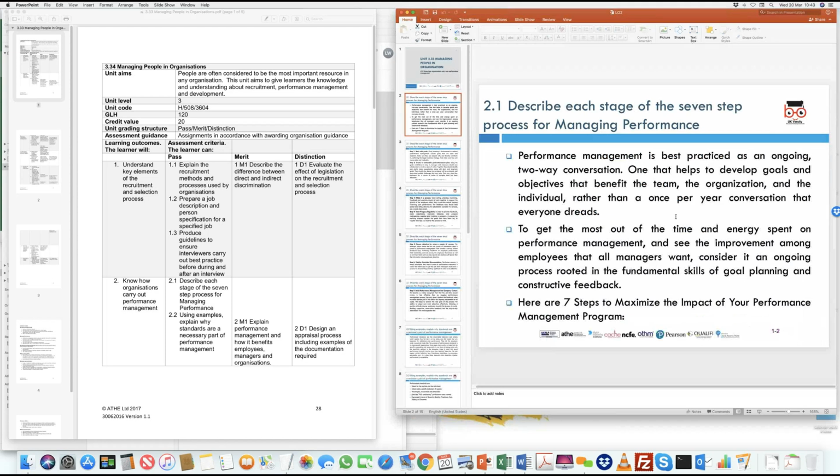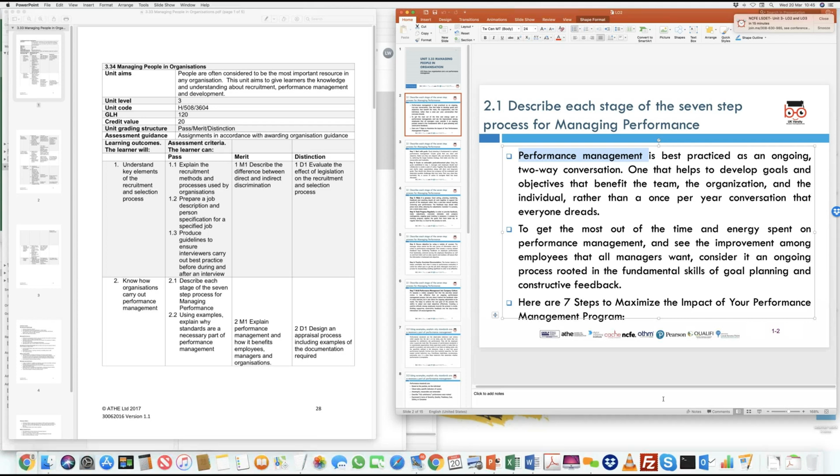So the first thing that we look at, if I have to define this term, performance management, what do you think is performance management? How would you define this term, performance? And why do you think that companies need to look at doing performance management? Any thoughts on this? Okay, I'll give you some hints.